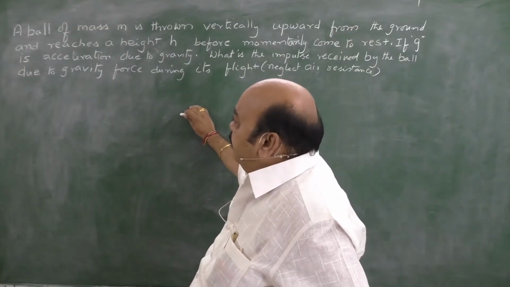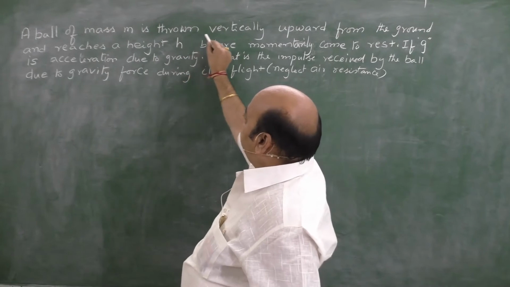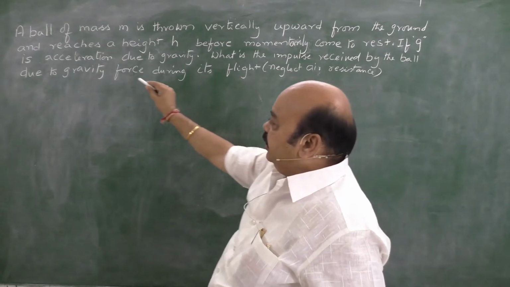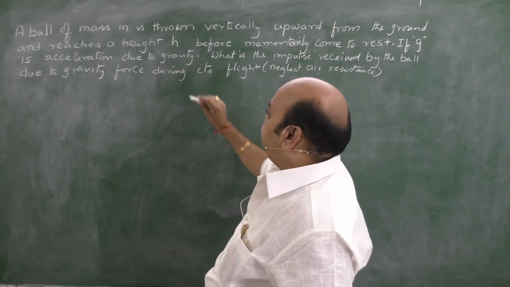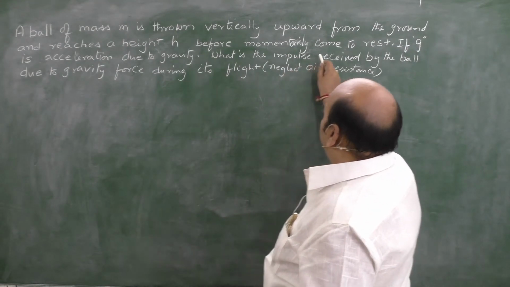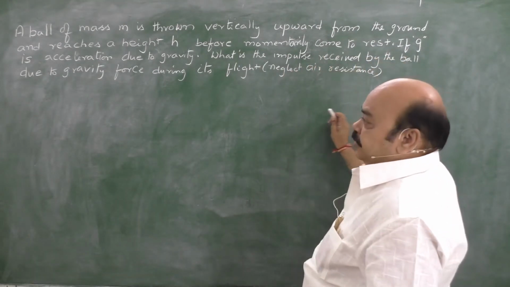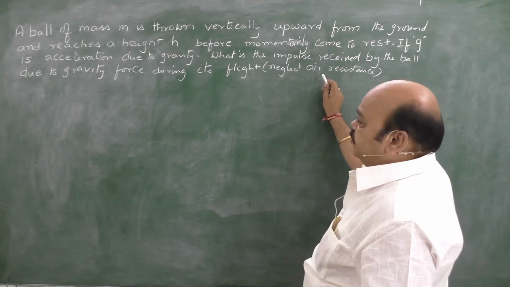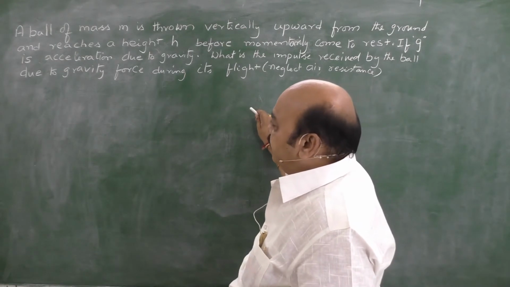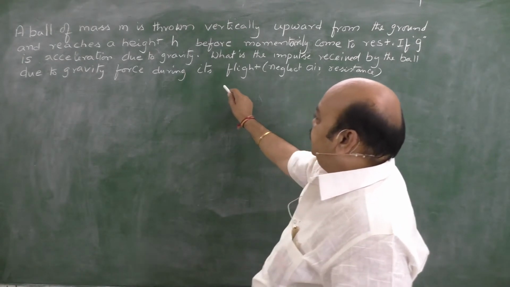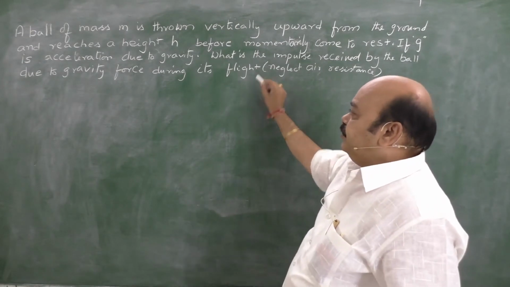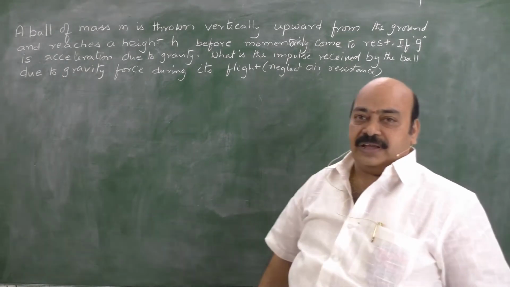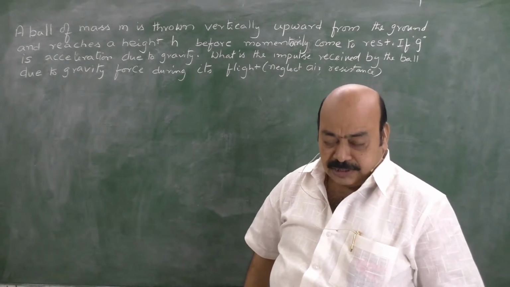In this case, a ball of mass m is thrown vertically upward from the ground and reaches a height h before it momentarily comes to rest. If g is the acceleration due to gravity, what is the impulse received by the ball due to gravitational force during its flight? And given, neglect air resistance, it may not be taken into consideration.